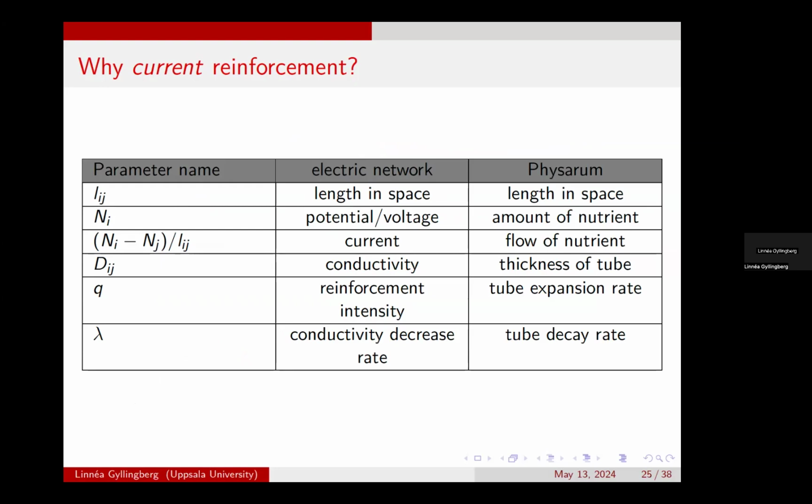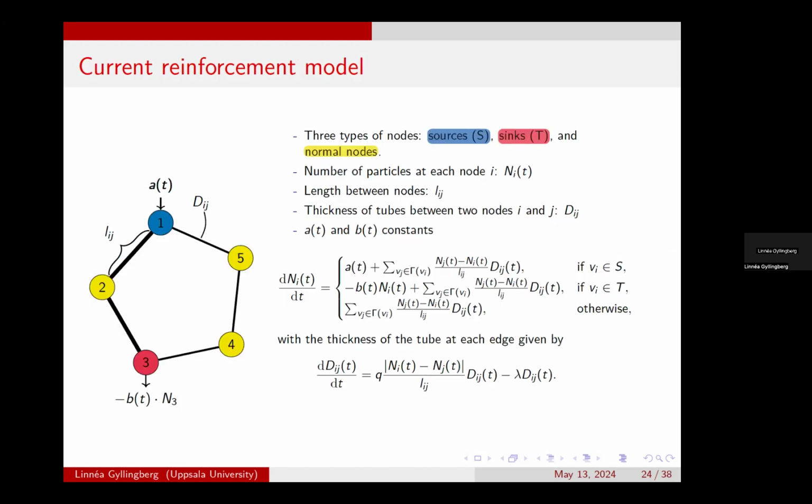Then one can ask why this is called a current reinforcement model. Well, it is because you can draw an analogy to electrical networks. The lengthening space in an electrical network is also a lengthening space in the Physarum, the slime mold. N_i is the potential or voltage in an electrical network, whereas here it is the amount of nutrients, some sort of food transported around. Then the term (N_i minus N_j) divided by the length is the current in an electrical network, and D_ij is the conductivity, which for the Physarum is the thickness of the tube. Q is some sort of reinforcement intensity, corresponding to the tube expansion rate, and lambda is the conductivity decrease rate of the tube. So what is reinforced in this model is based on the current. That's why it's called the current reinforcement model, and that's also the current we have here.